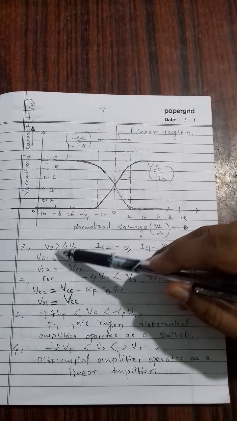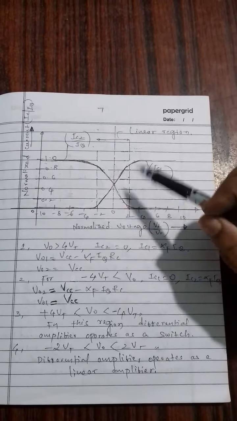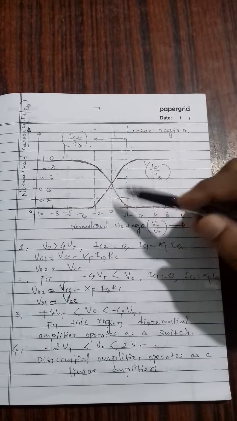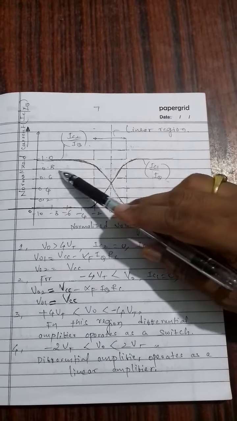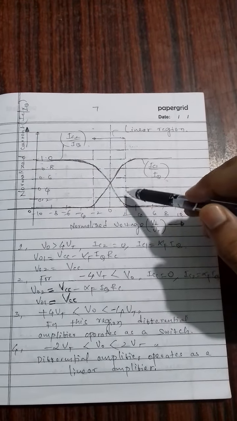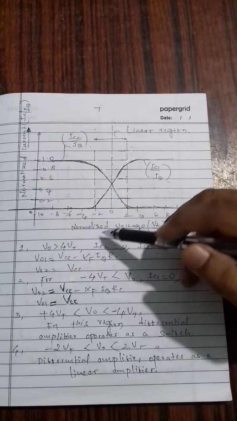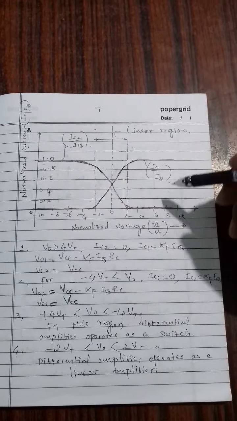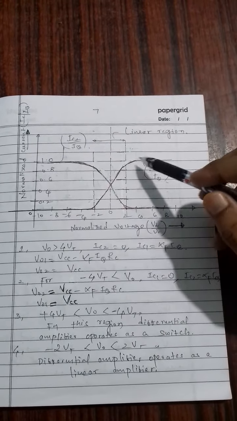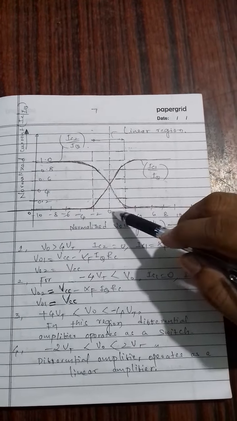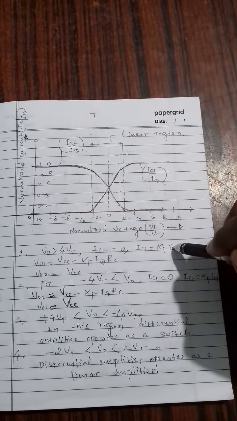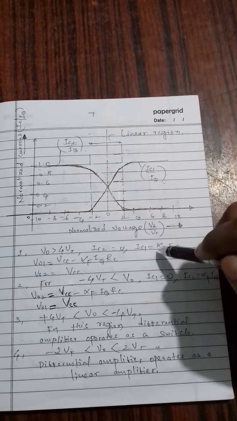Now, for the voltage greater than 4 times the voltage equivalent of temperature, 4 Vt, Ic2, the current at the collector of transistor Q2, is equal to 0, and Ic1 is equal to alpha f Iq. That is the equation.